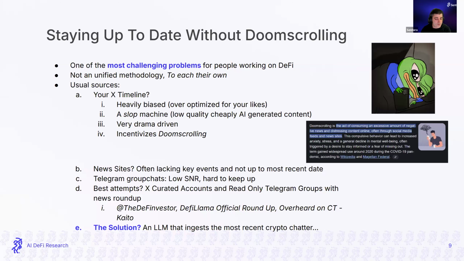In crypto, we have also seen how many people rely on Telegram group chats. The main problem here is that the signal to noise ratio is very low. There is a lot of conversation going on, and it's very hard to keep up.